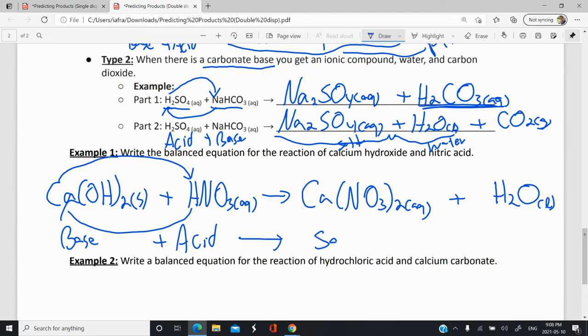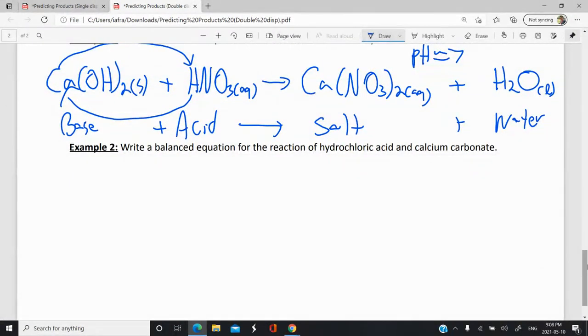And this gave us our salt, the ionic compound made from the acid-base reaction, plus water. So we're closer to neutral at this point over here. That's a neutralization reaction. Let's go ahead and try this example out here. Write a reaction between hydrochloric acid and calcium carbonate.